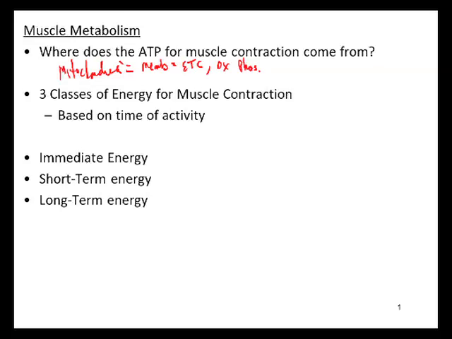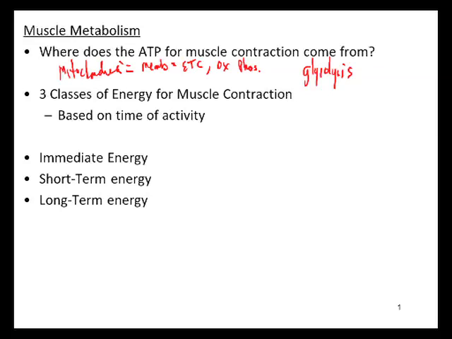Where else do we get ATP from? Glycolysis. Well, we're going to see today that there are a couple of other processes, in addition to what we've already talked about, that will provide energy for skeletal muscles for their contraction. When we look at how skeletal muscles use energy and where it comes from, we classify this energy according to the amount of time the specific activity takes. So we have immediate energy, short-term energy, and long-term energy.